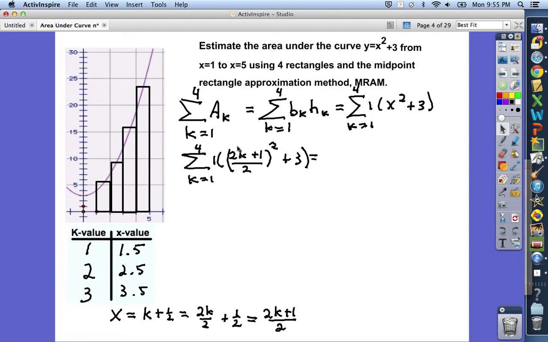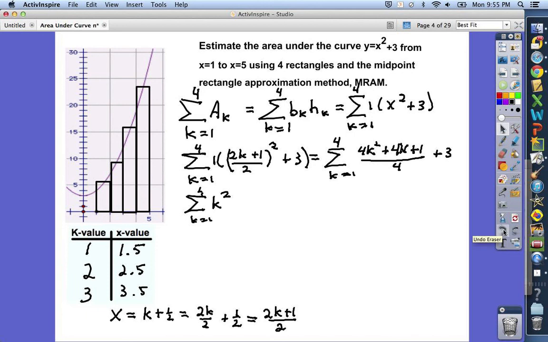First job would be to square this quantity. Square in the numerator, we would get 4k squared plus 4k plus 1, and square in the denominator, we'd get 4. Don't forget we still have the plus 3, and since it's the entire quantity times 1, at this point I'm going to leave that out. Combining like terms, the plus 3 can be written as 12 over 4, meaning that this would be plus 13 over 4 in the end. So breaking this fraction apart, 4k squared over 4 becomes k squared, 4k divided by 4 becomes k, and then we have the 13 over 4.